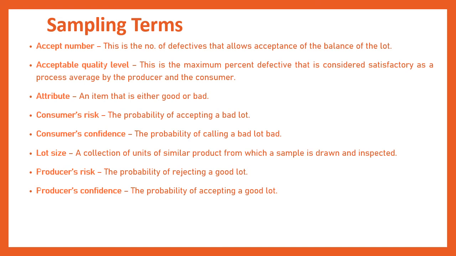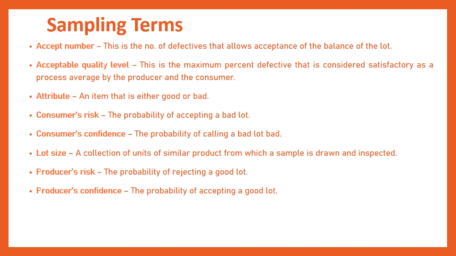Next, sampling terms. Accept number, the number of defectives that allows the acceptance of the balance of the lot. Acceptable quality level, this is the maximum percent defective that is considered satisfactory as a process average by the producer and the consumer. Attribute, an item that is either good or bad.